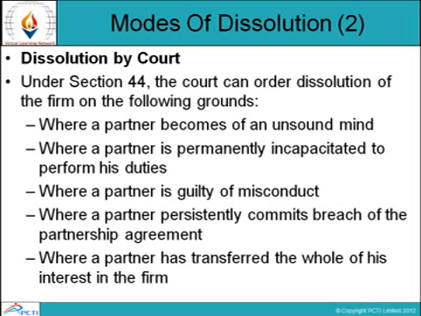Modes of dissolution: second, dissolution by courts. Under Section 44 of the Partnership Act 1932, the court can order dissolution of the firm on the following grounds. Number 1, where a partner becomes of unsound mind. Number 2, where a partner is permanently incapacitated to perform his duties. Number 3, where a partner is guilty of misconduct. Number 4, where a partner persistently commits breach of the partnership agreement, and next, where a partner has transferred the whole of his interest in the firm.